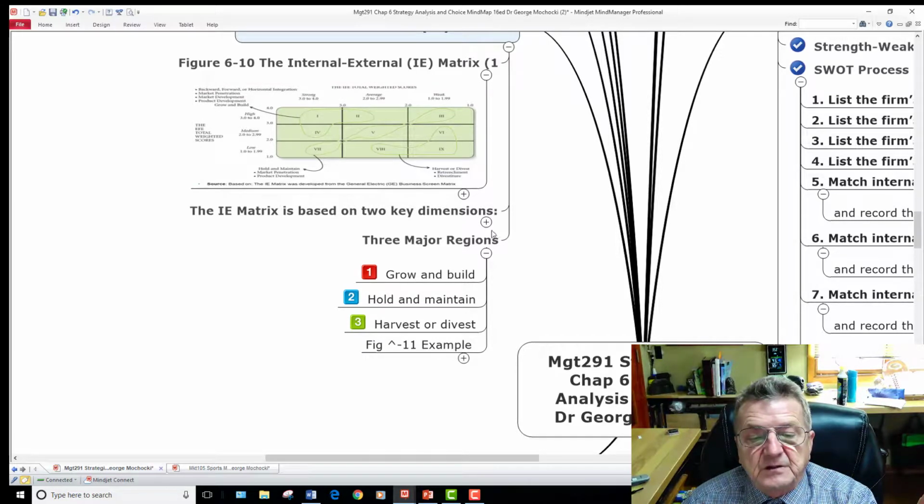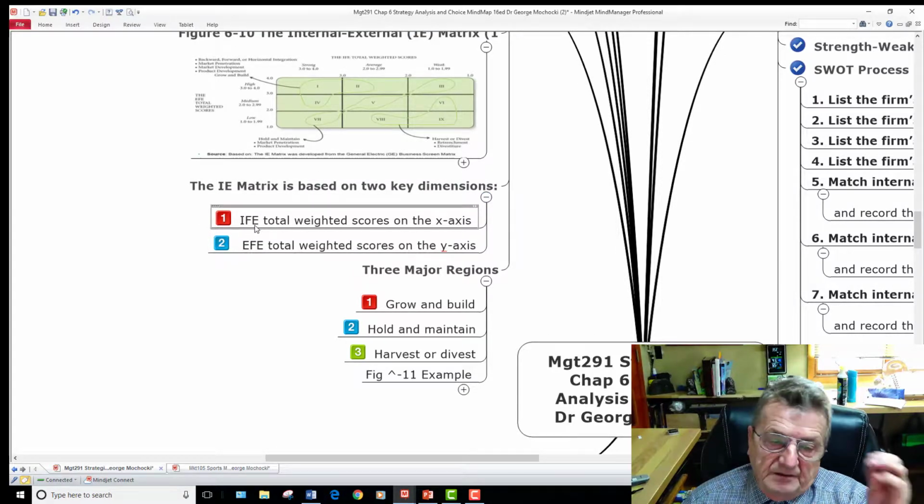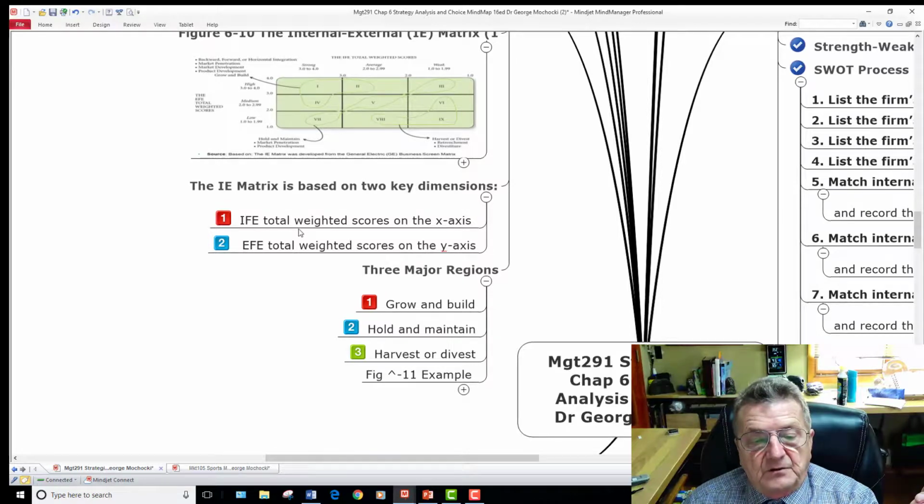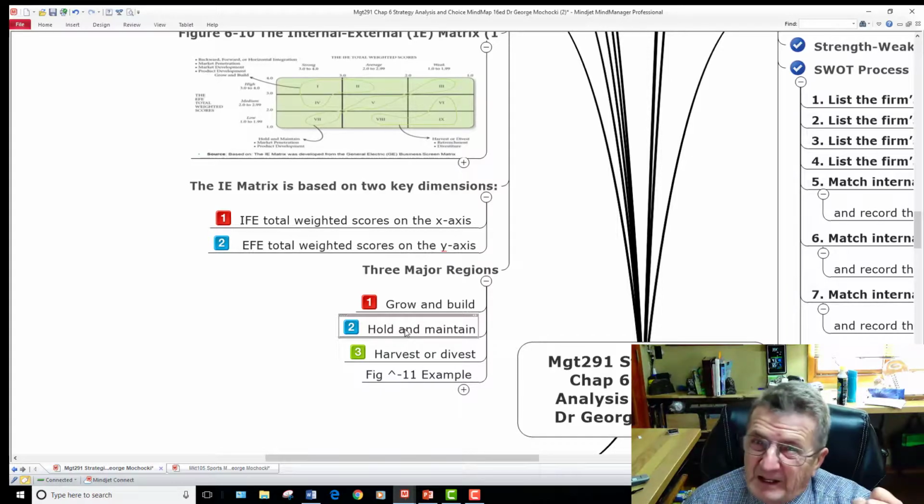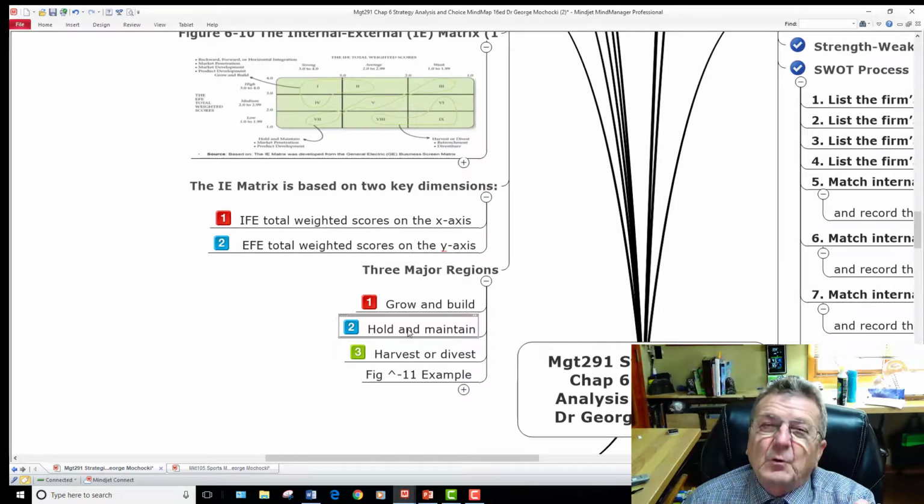Okay, it's based on two key dimensions. It looks at internal factors, the total scores times the axis, and the external. It looks at growth and build, hold and maintain. Maybe that's what you want to do. Competitors are in there, I don't want to move, I just don't want to lose my market share. I may not grow, but I want to hang on to it for now because I'm not ready. Maybe with the employees, or I'm not sure if this is going to go forward. What's going to happen with the laws and regulations? That's when I hold on.